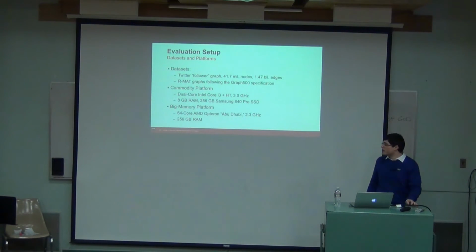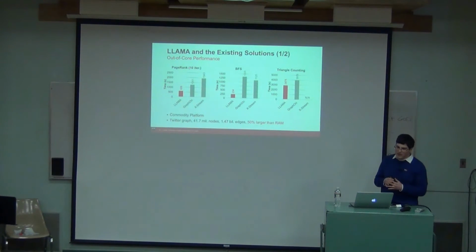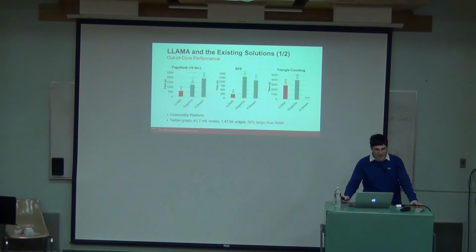And then a big memory platform, which is a 64-core multiprocessor with 256 gigabytes of RAM. I'll use this to illustrate the two points, the out-of-core and in-memory performance. So let's start with out-of-core performance. I'm going to compare Llama to GraphChi and X-Stream, which I mentioned in one of the previous slides. We have three charts: PageRank, BFS, and triangle counting. The vertical axis is how long it takes to compute it in seconds.